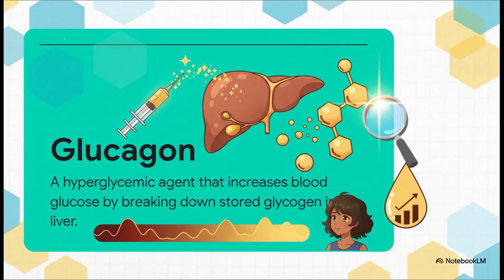And here it is, the rescue drug. Glucagon is a hyperglycemic agent, meaning it does the exact opposite of insulin. It sends an emergency signal to the liver that says, hey, release the emergency sugar stash now. The liver then dumps a bunch of glucose into the blood, raising the blood sugar level. This is the lifesaver you use when someone is so hypoglycemic they can't safely take sugar by mouth.